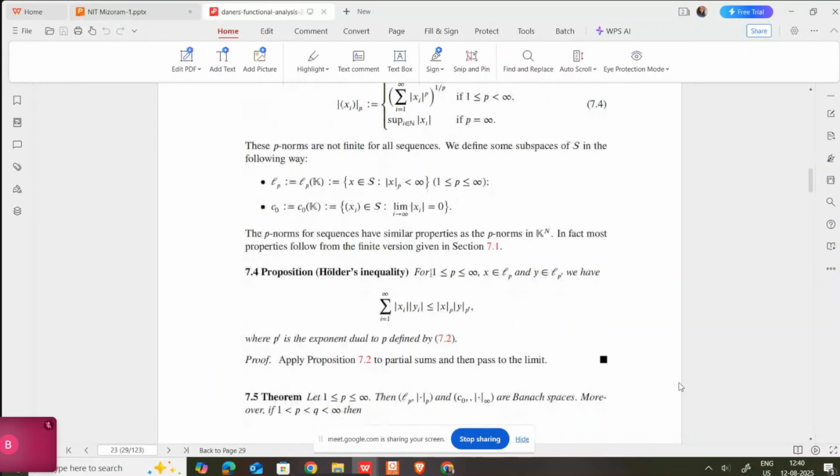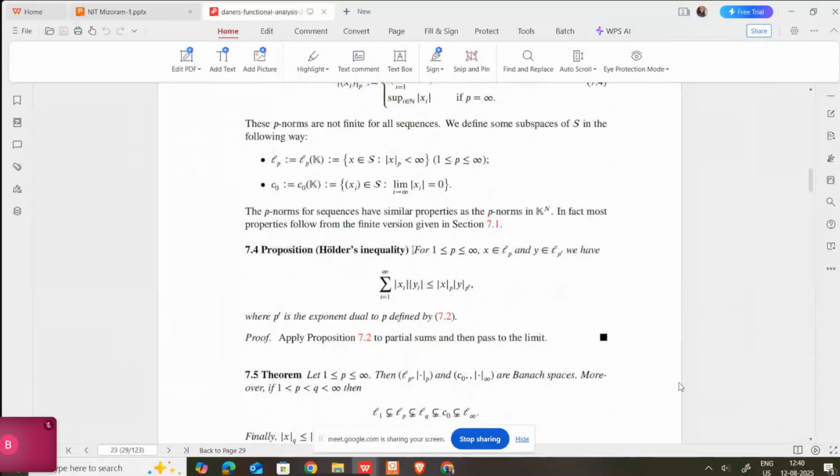So what is the first order of business? You have to prove Hölder's inequality. That's what I did a minute before. Take the summation from i equal to 1 to n instead of 1 to infinity. Use Hölder's inequality, then raise the summation from 1 to n to infinity on the right side and take the limit. So that's what he says: apply Proposition 7.2 to partial sums and pass through the limits.